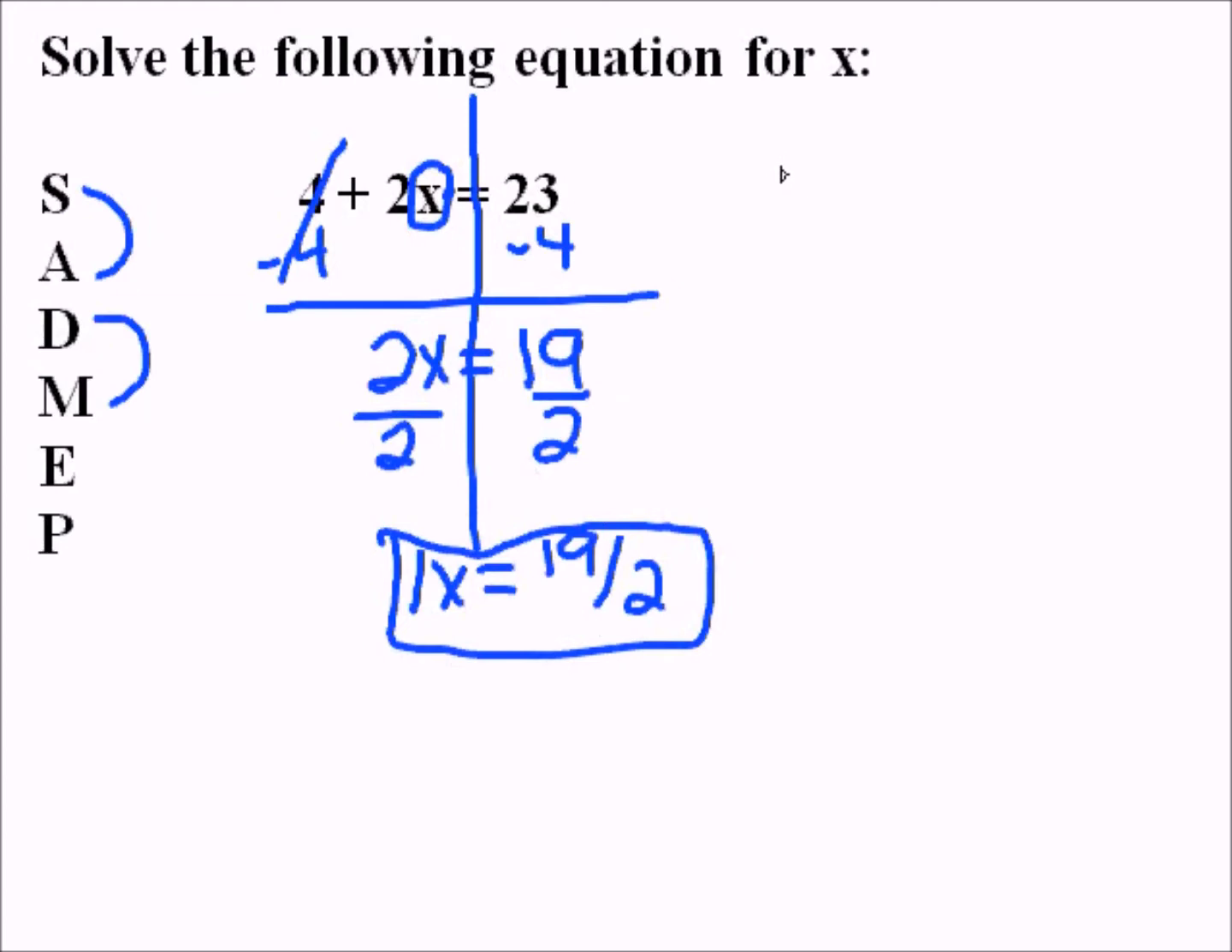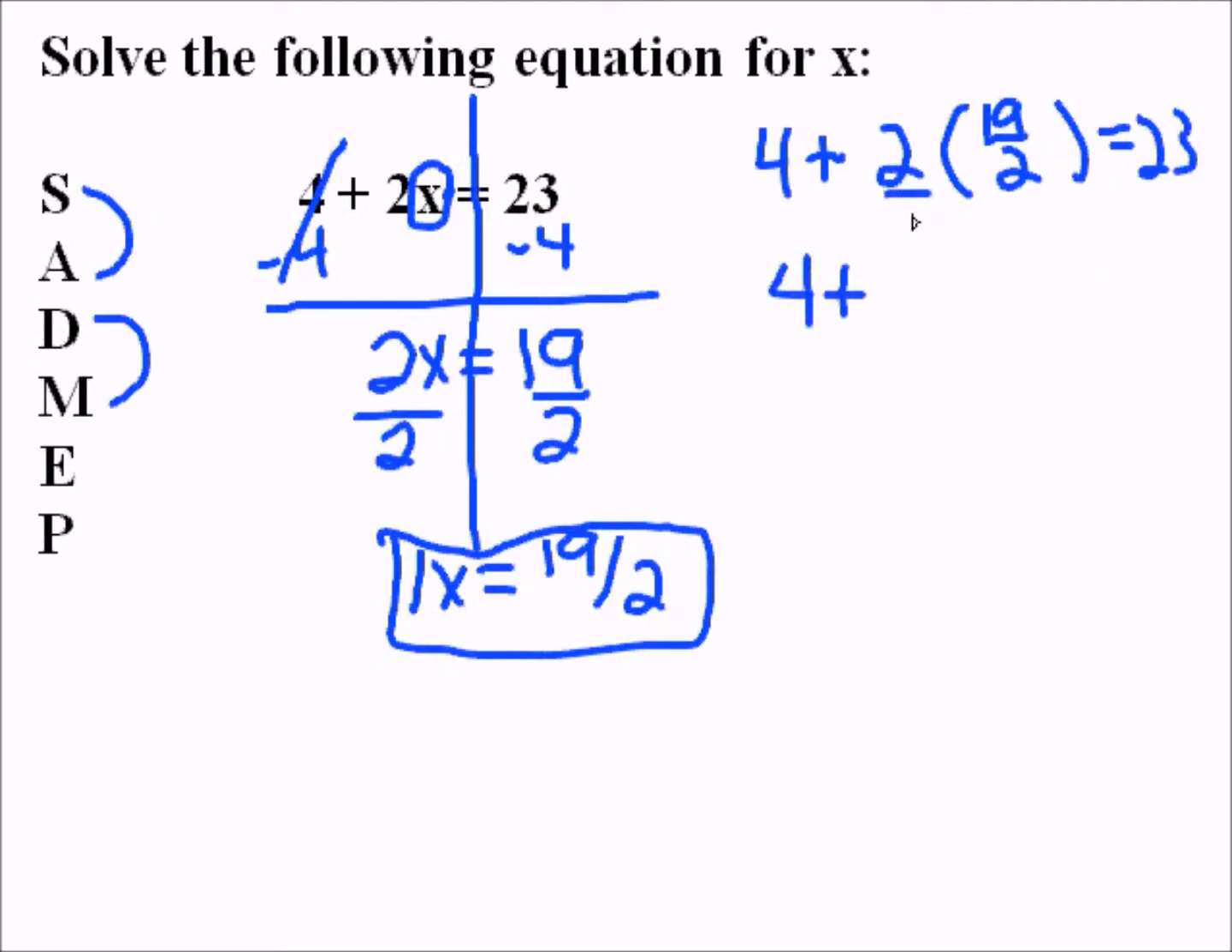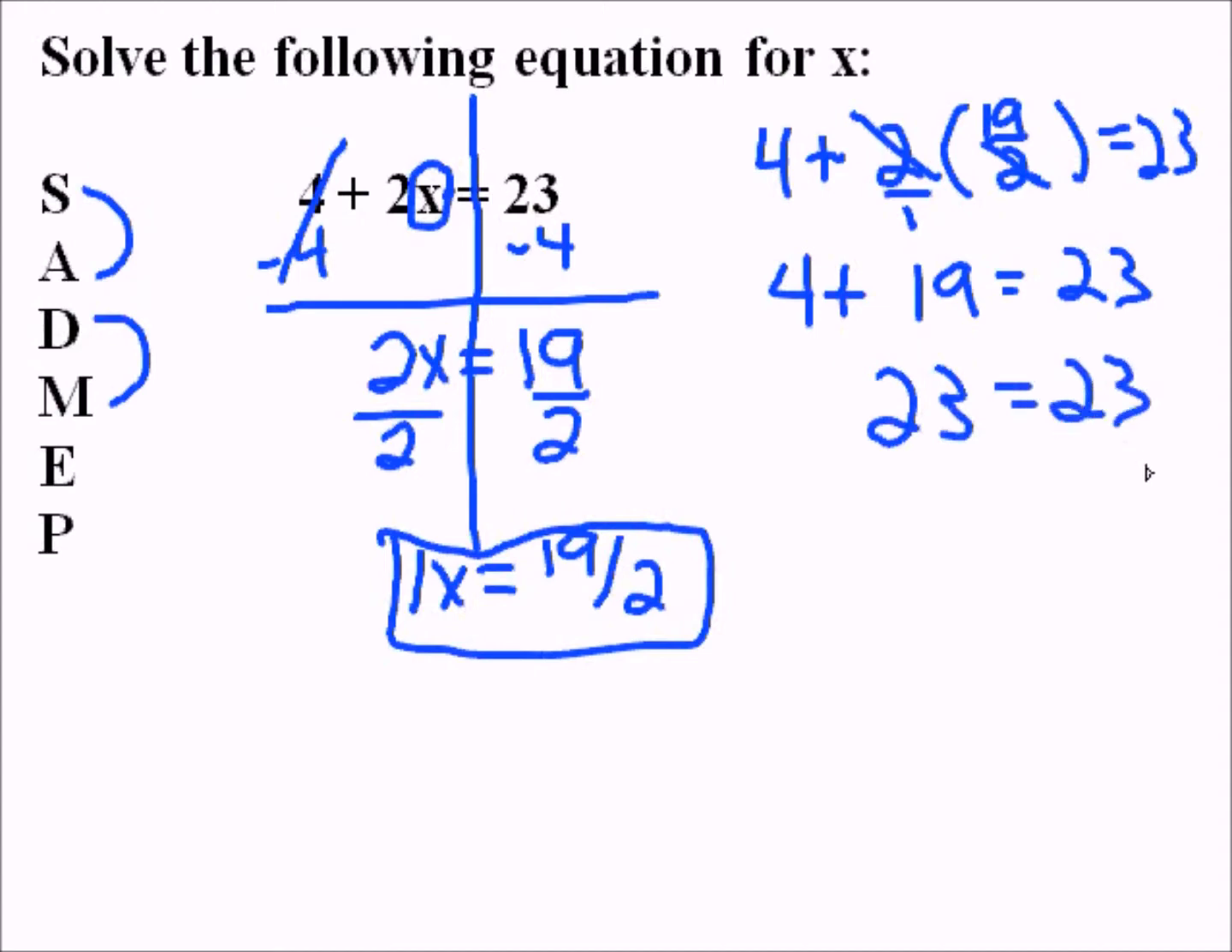We put 19 over 2 in for x, so we get 4 plus 2 times 19 over 2 equals 23. This leaves us with 4 plus, notice when we cross-reduce, the 2 and the 2 reduce out, leaving us with 4 plus 19 equals 23. 4 plus 19 is 23, equal to 23. And we notice that the left-hand side and the right-hand side of the equation are equal when we substitute in our solution, which means we found the correct answer.